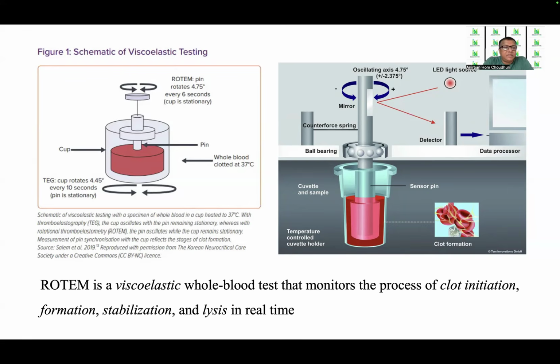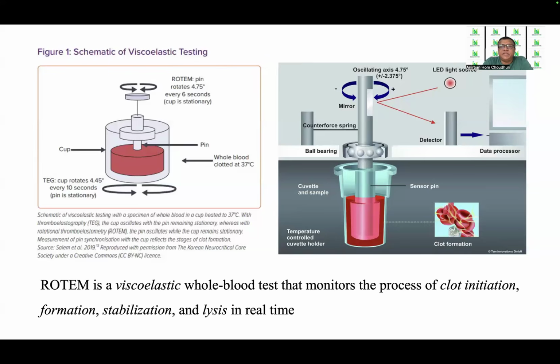Now, like any viscoelastic testing, in ROTEM also there is a specimen of whole blood in a cup which is heated to 37 degrees, and with ROTEM the pin oscillates but the cup remains stationary. And with TEG, the cup oscillates, but the pin remains stationary. In both, the measurement of the pin's synchronization with the cup reflects the stages of clot formation.